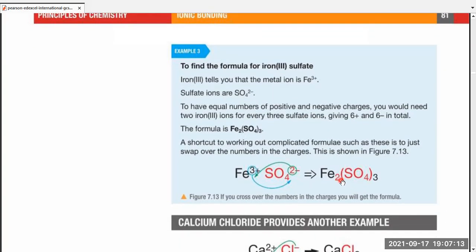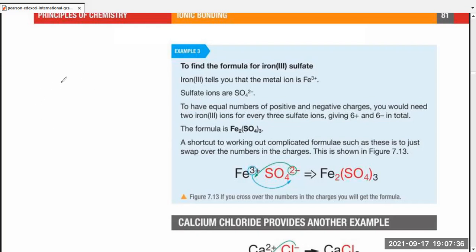To find the formula of iron(III) sulfate, iron will have +3 charge, as the name suggests. Sulfate is -2. Now, in this case, you'll have to have equal numbers of positive and negative charges. 2 iron(III) ions for every 3 sulfate ions would give 6 positive and 6 negative in total.